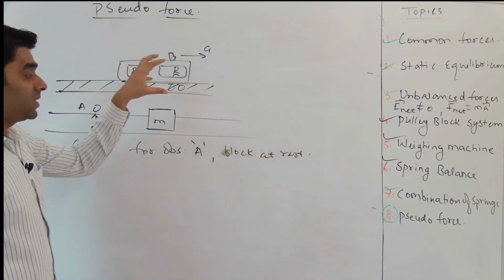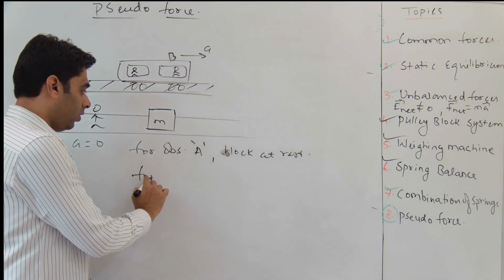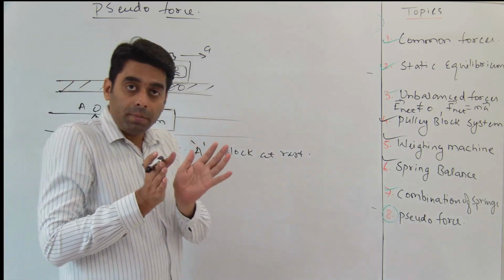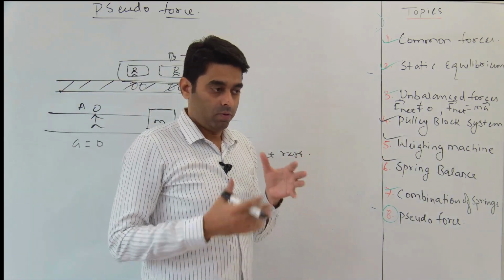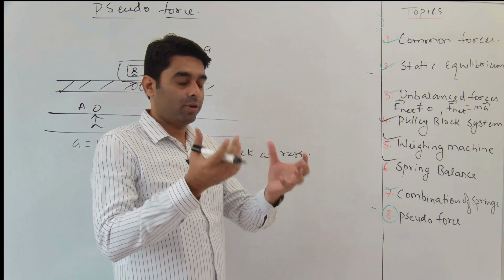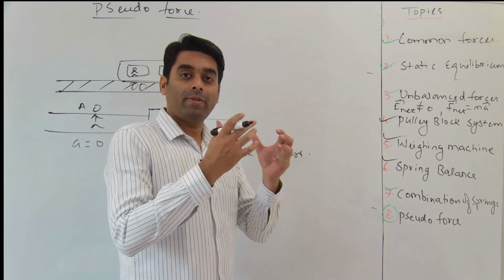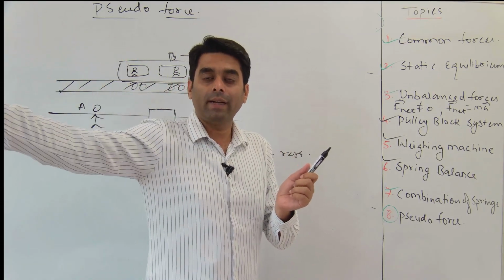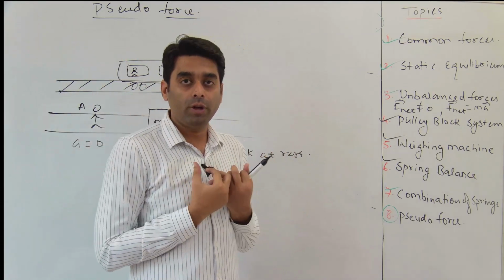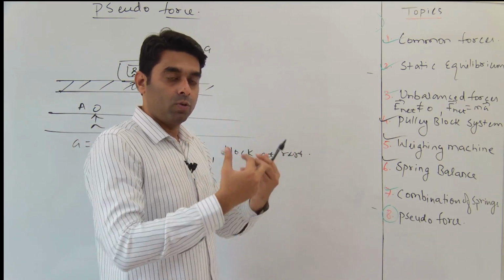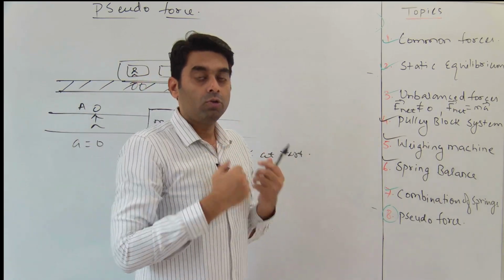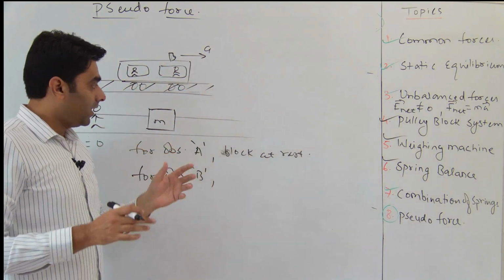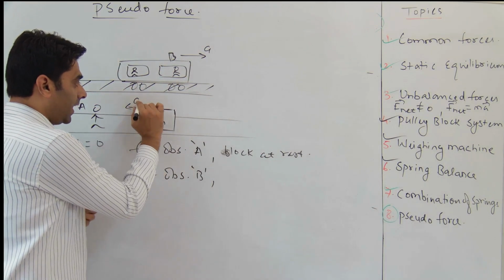Next, when observer B will look at this, for observer B, the block will appear to be going backward. You know, when you have sat inside a train, it will appear as if the trees are going in the backward direction. But actually, who is moving? The train is moving, and we who are sitting inside the train are moving ahead. So therefore, to this person who is sitting inside the train, it will appear as if the block is going backward with the acceleration of A.